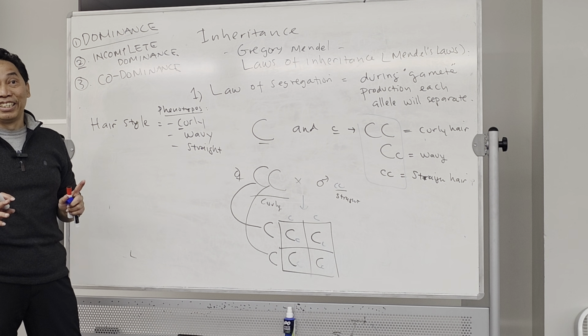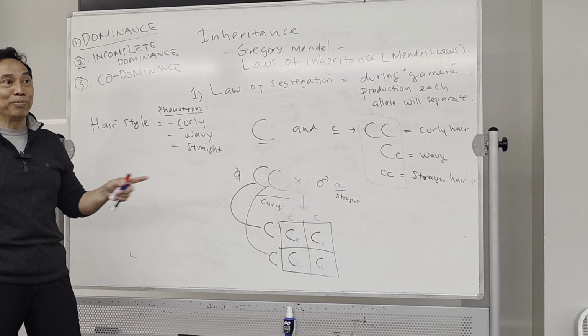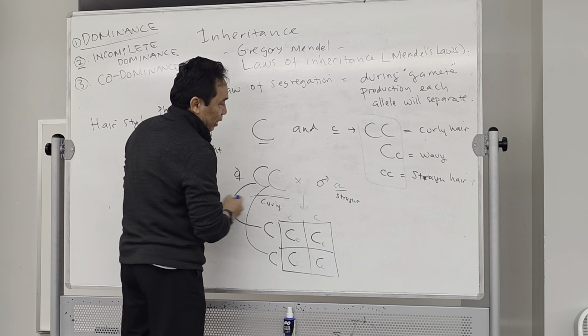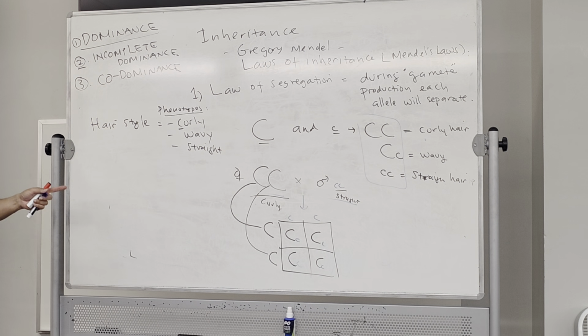Can you follow this? So what is the answer? How many curly? 0. 75% wrong, 50% wrong, 25% wrong. 0% curly, 0% straight, 100% wavy. Okay? Hey, you got this one. This is when it is incomplete dominance.